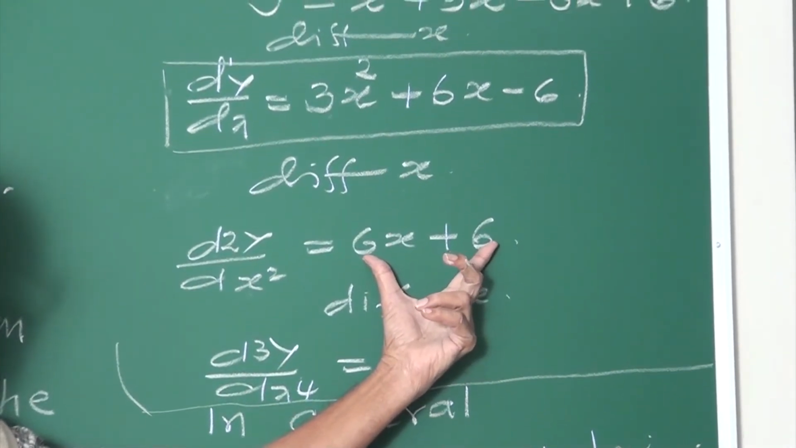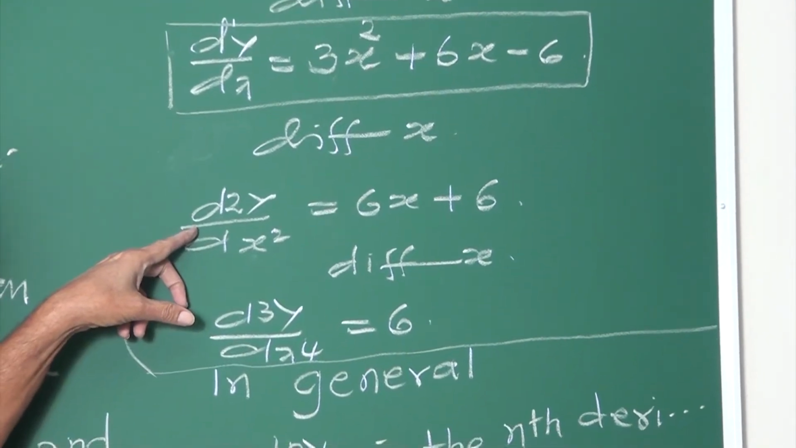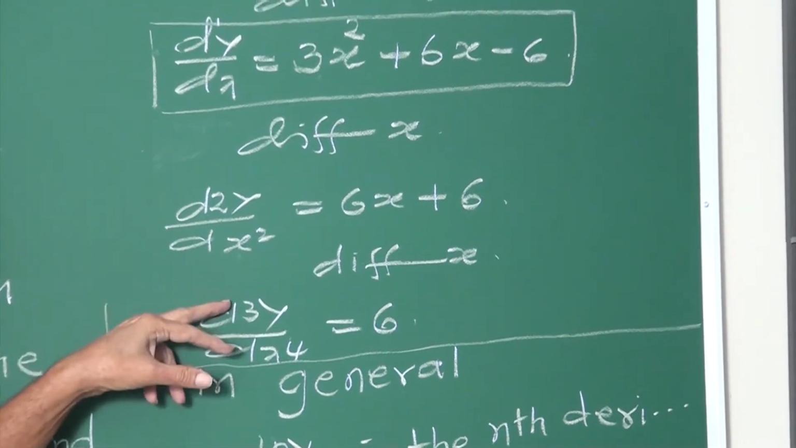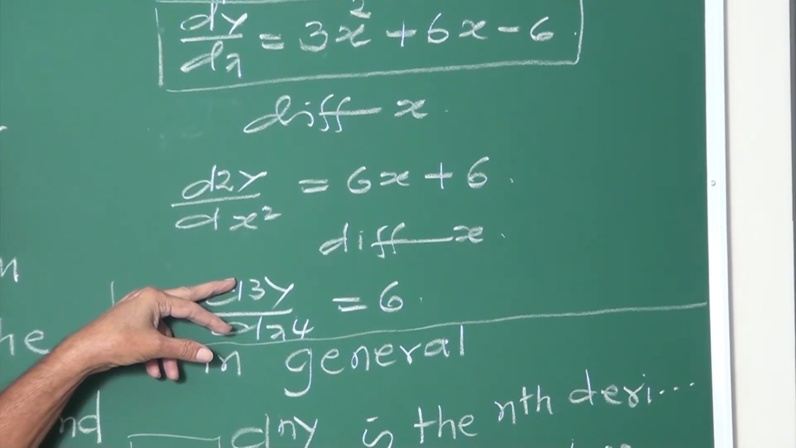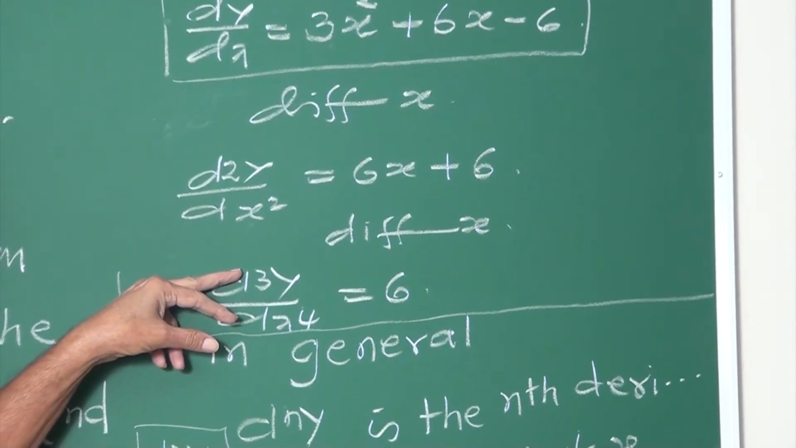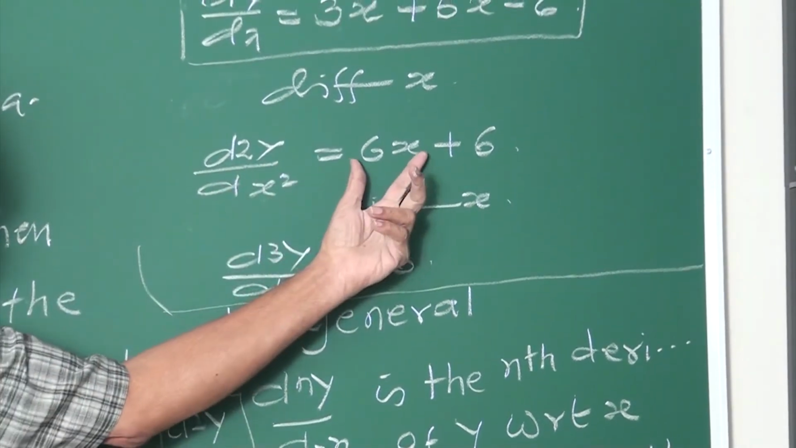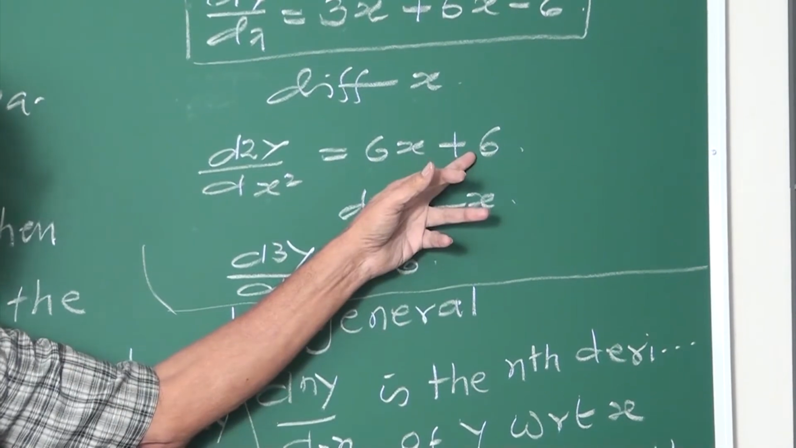Again a function of x. It is differentiated: derivative of the second derivative. After second, what is next? Third, d3y by dx3. It is the third derivative of y with respect to x, otherwise, derivative of order 3. What is it? Differentiating this, my friend, 6x is 6, and 6, being constant, is 0.